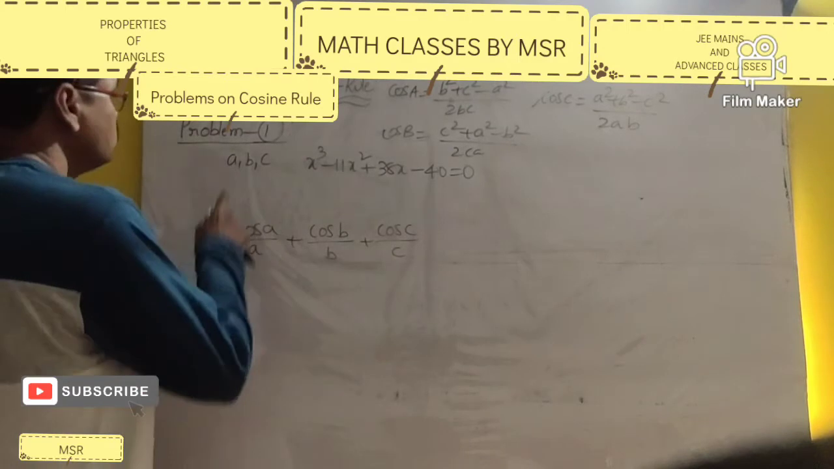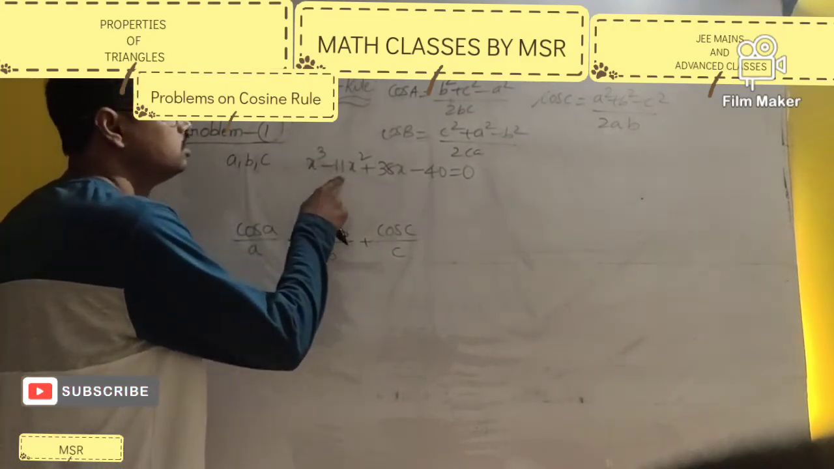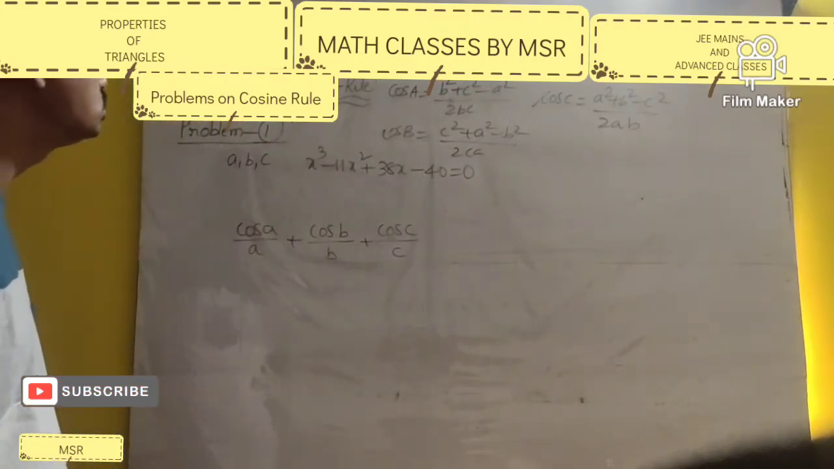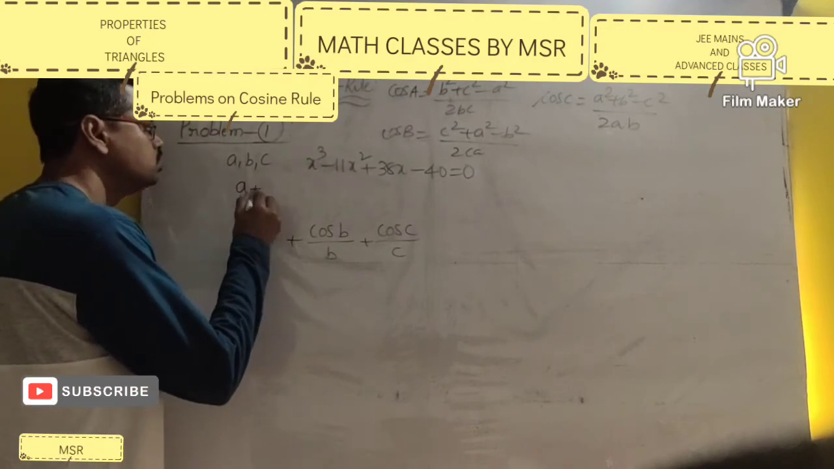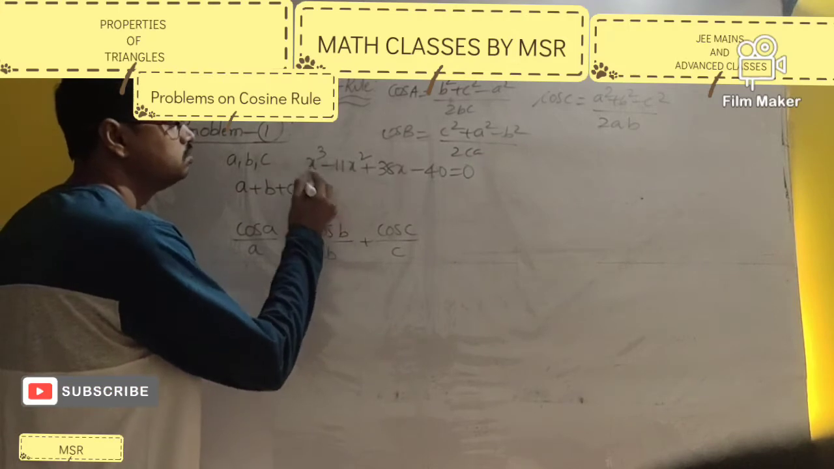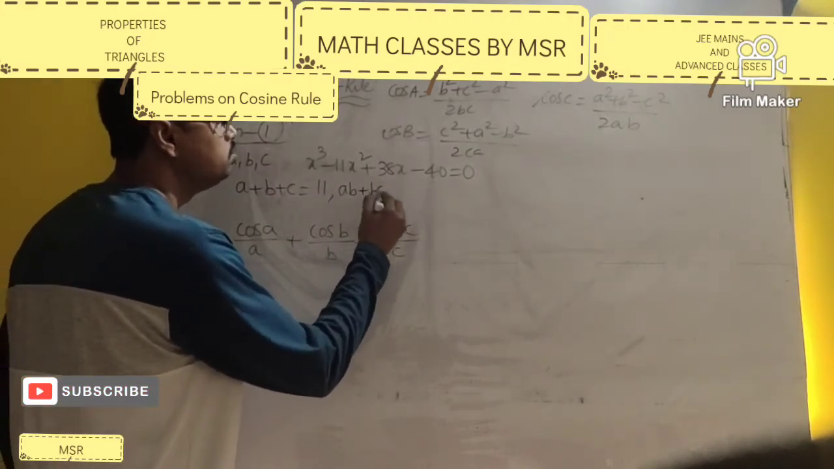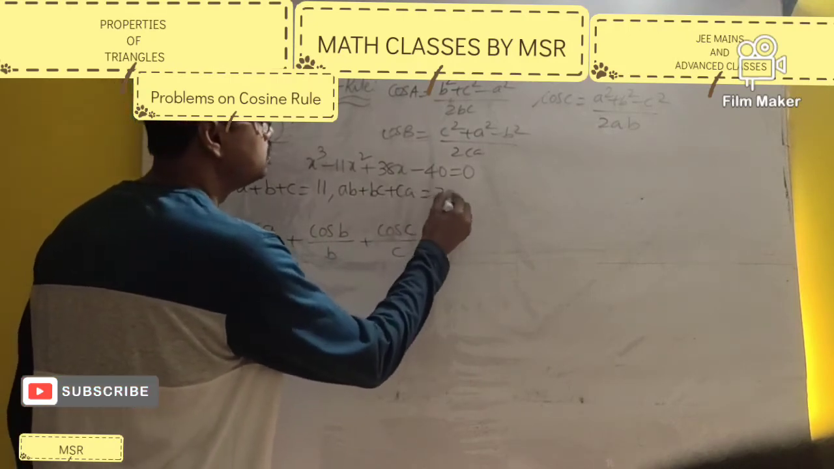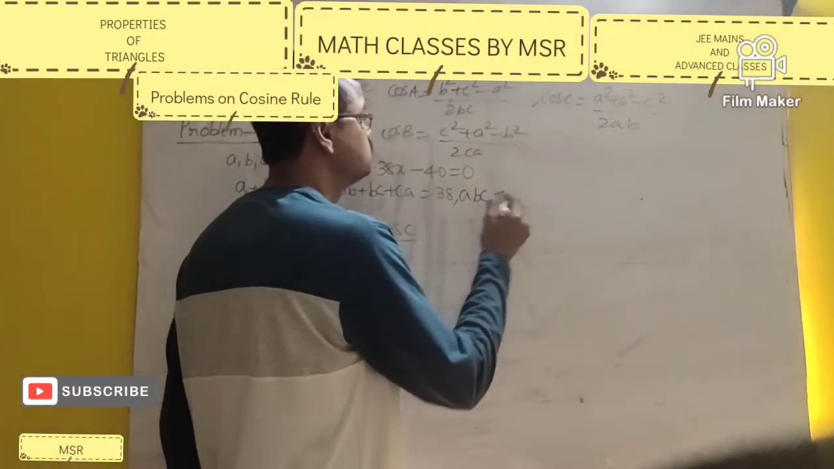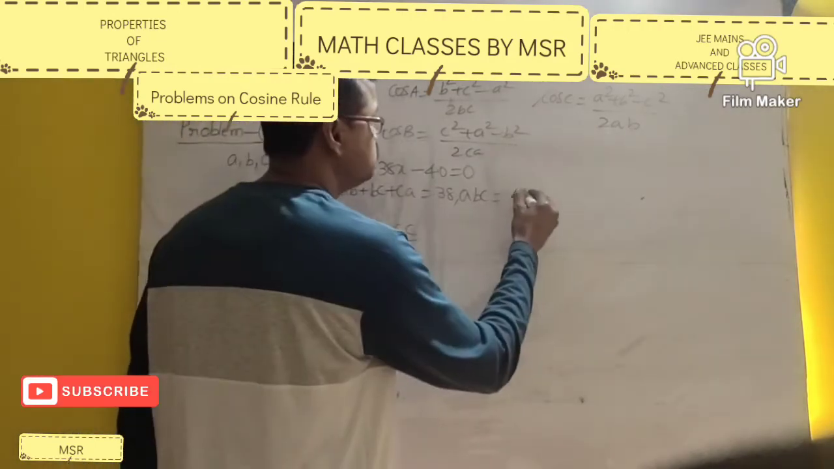Now you see, a, b, c are the sides of the triangle as well as the roots of this equation. So if a, b, c are roots of the equation, what is the sum of the roots? Minus b by a. So a plus b plus c is minus of minus 11, so plus 11 by a value 1. Next, the sum of the products of the roots taken two at a time: ab plus bc plus ca is 38, c by a. And the product of the roots abc is minus d by a, that is 40.